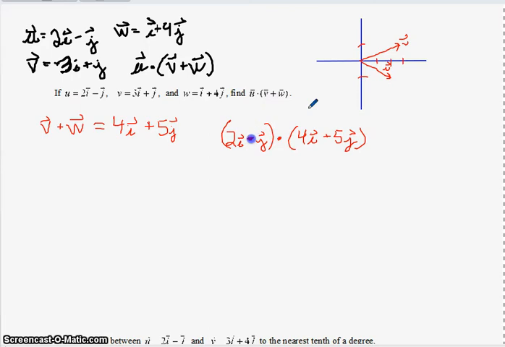Alright, so there's two formulas you have in your book for finding dot products. I'm going to use the first one, which is simply to multiply the i numbers and then multiply the j numbers and add it together. So this is just going to equal 2 times 4 minus 1 times 5, and the dot product of these two vectors is 3. Alright, it's not as bad as it looks.